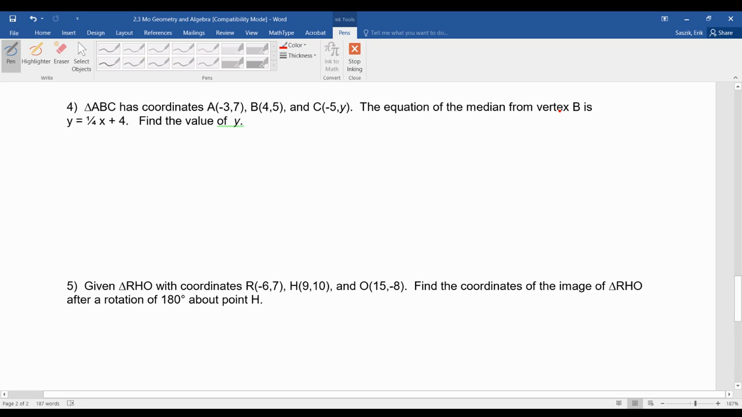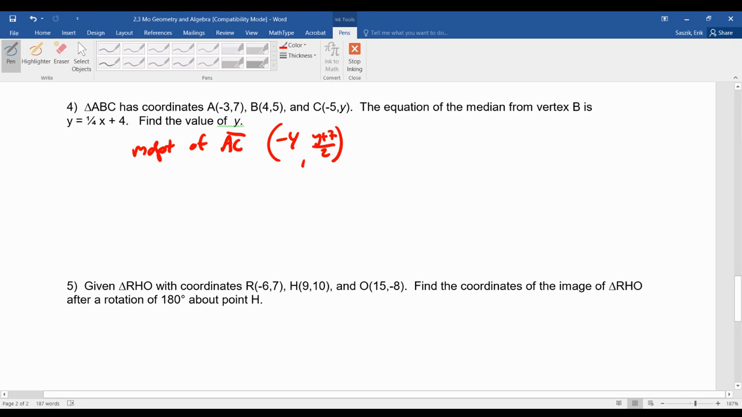The equation of the median from vertex B means that from vertex B, it has to go to the midpoint of AC, right? So midpoint of AC. Let's see, what's that going to be? Well, negative 3 and negative 5 is negative 8, divided by 2. 7 plus, well, we just have y, so y plus 7 over 2.